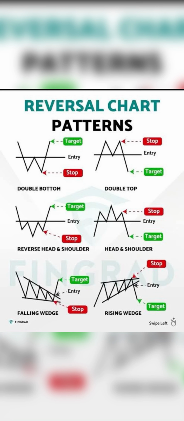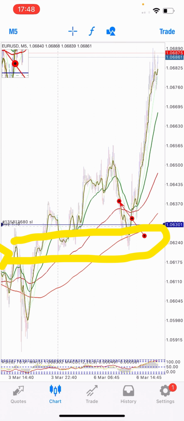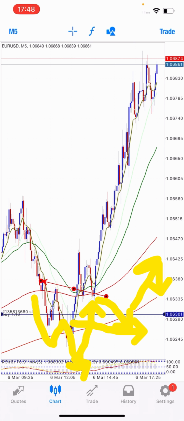Still on the pattern, you can take a screenshot and understand the pattern. I'm going to be showing you practical examples of all of these patterns and how you can get a very sharp entry and flip your account with it. Although I use other forms of confirmation.